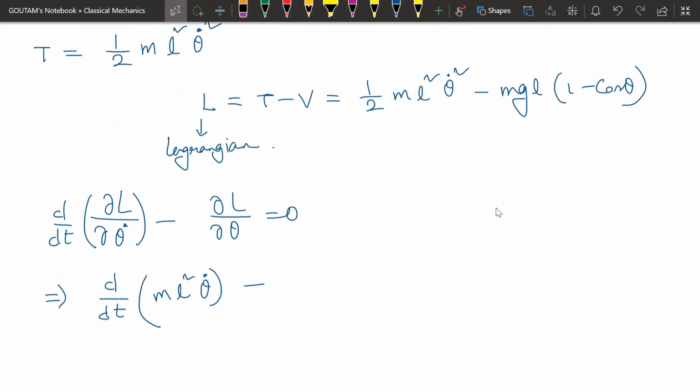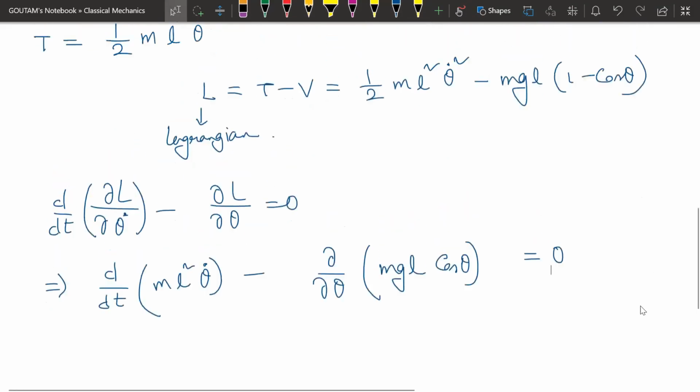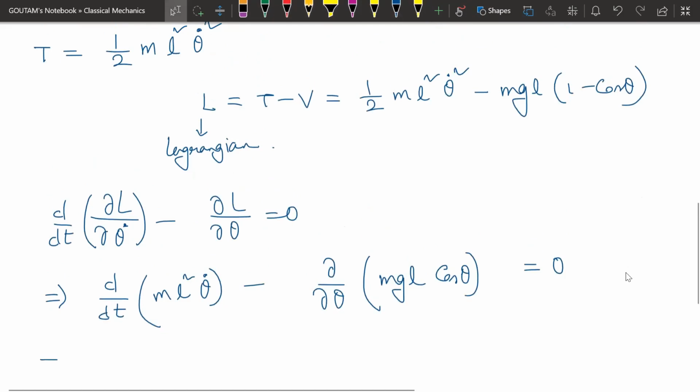Minus ∂L/∂θ. So the θ dependence is only here. In that case, it will be minus ∂/∂θ of mgl cos θ equals 0. The derivative of this first term with respect to θ is 0, so only the cos θ term will get the derivative.